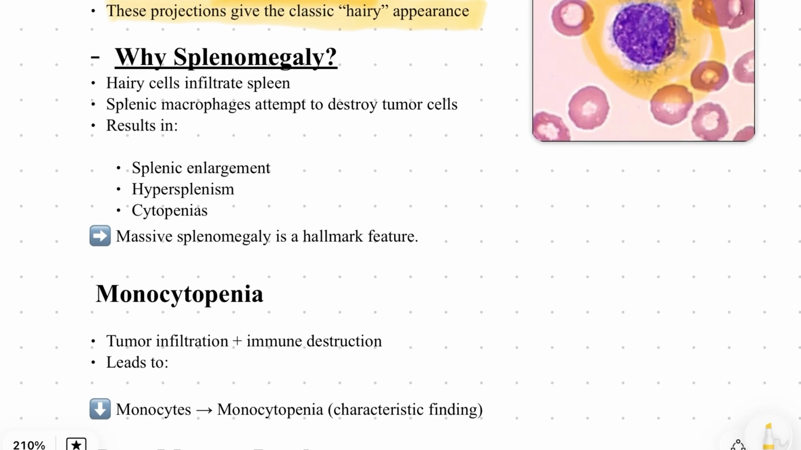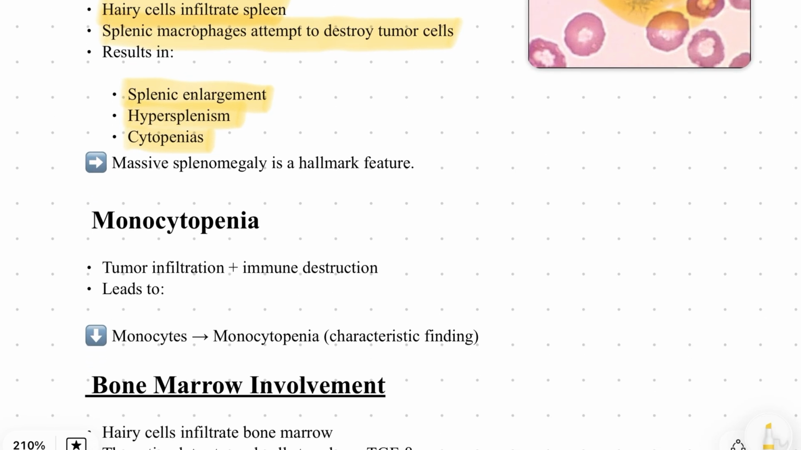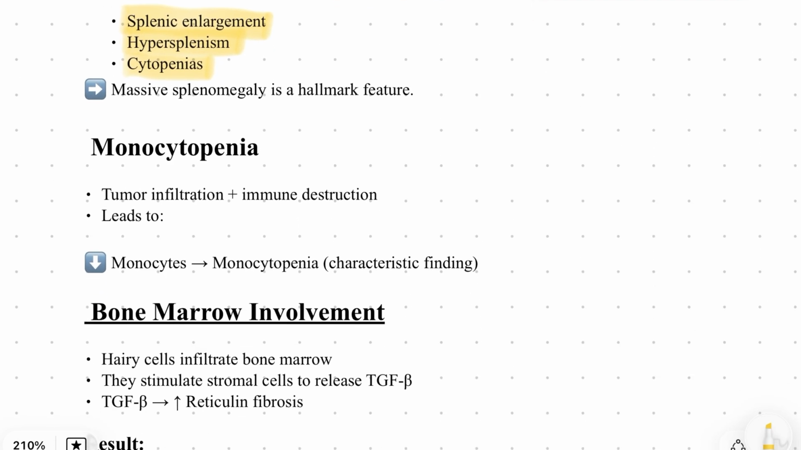Then why splenomegaly? Let's see why it occurs. These hairy cells infiltrate the spleen. Splenic macrophages attempt to destroy the tumor cells, which results in splenic enlargement, hypersplenism or cytopenias. Which cytopenias specifically, we'll learn in further detail. Massive splenomegaly is the hallmark feature. So when there is a clinical picture of massive splenomegaly in leukemia, you have to keep hairy cell leukemia in the options.